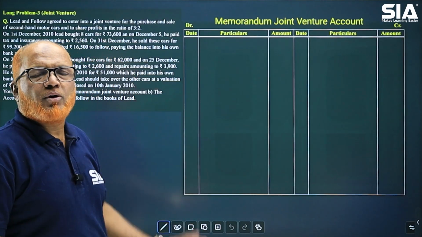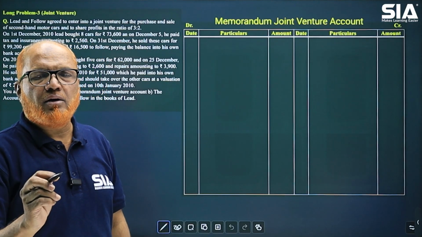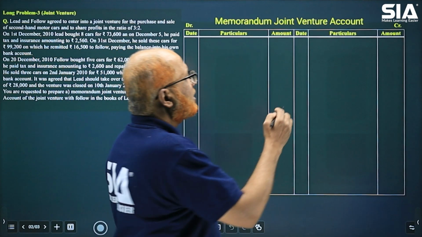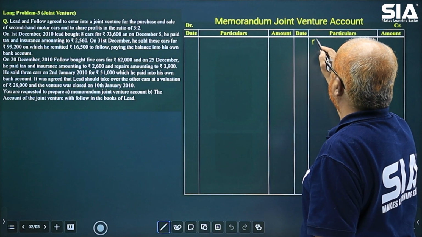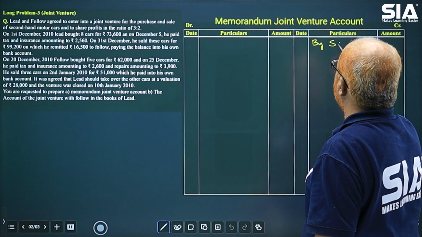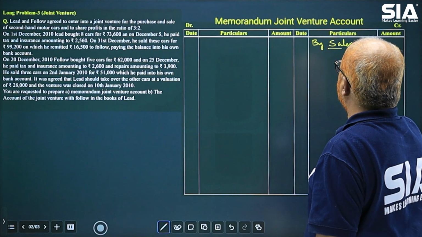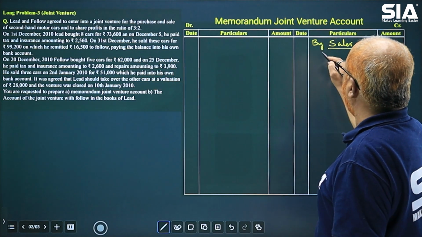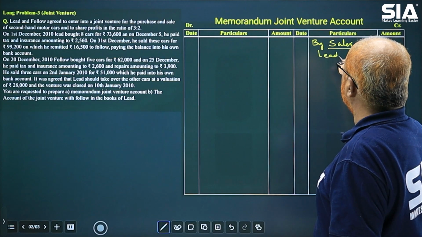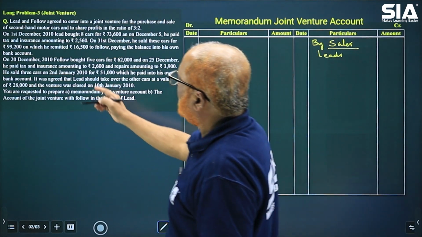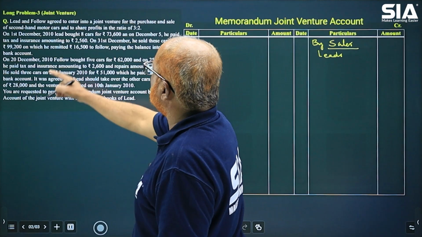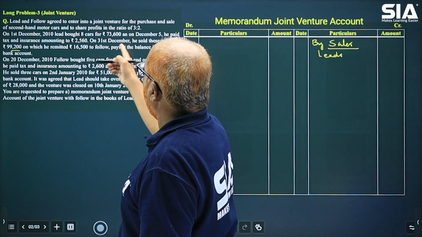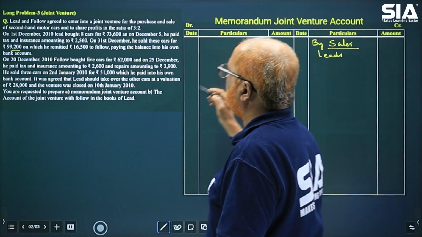See, in this memorandum revaluation account, we take all the sale revenue on the credit side. So here I am taking by sales. Lead has sold all the cars for rupees, how much? 99,200. See here. Lead has purchased 8 cars and sold all these cars for 99,200.